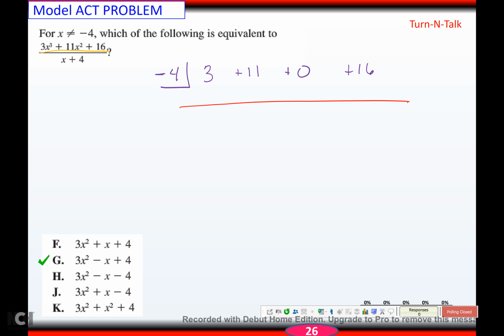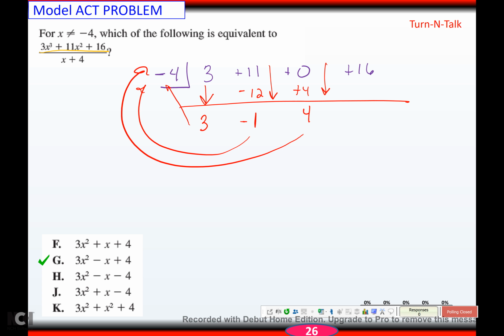And then you draw the line, and the first number comes down just as it is. And then you multiply by that. Negative 4 times 3 is negative 12. 11 plus negative 12 comes out negative 1, times negative 4 makes positive 4. 0 plus 4 is 4. Times negative 4 is negative 16, which gives me a remainder of 0.